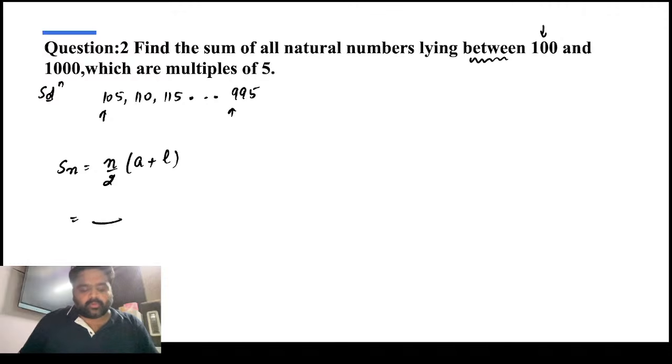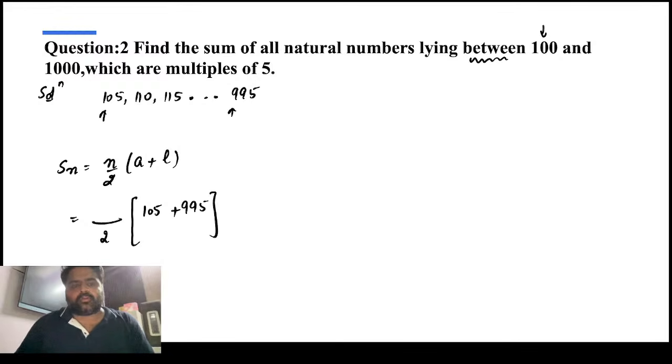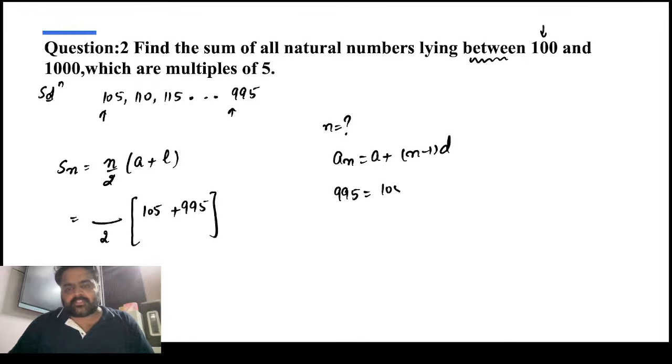The number of terms we don't know. The first term is 105, the last term is 995. First of all we need to calculate n. तो how to calculate n? We need to put in the formula a_n is equal to a plus (n minus 1) into d. Apply the values: the last term is 995, the first term is 105, n we need to calculate, and the common difference is 5.